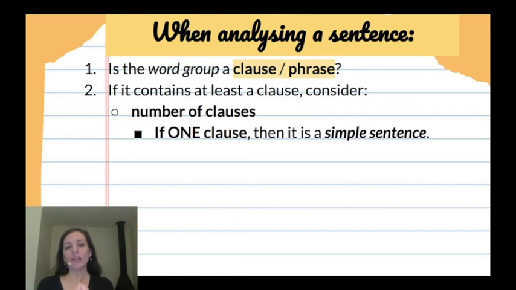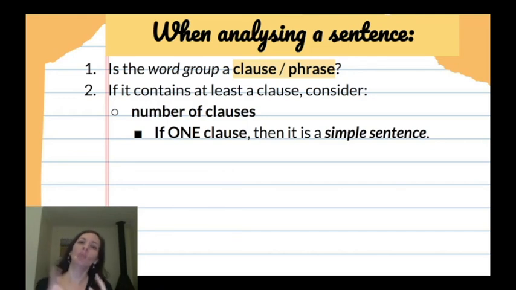Where I've got one clause, then I'm dealing with a simple sentence. Remember that a simple sentence has to do with how many clauses I have, not how many phrases I have. So if I have a clause, I could have a number of phrases added to that clause. It would still be a simple sentence. I could have a very long and complicated simple sentence. The test is, how many clauses do I have? If it's one, it's simple. It's got nothing to do with the length of the sentence. It's a very important one to remember.